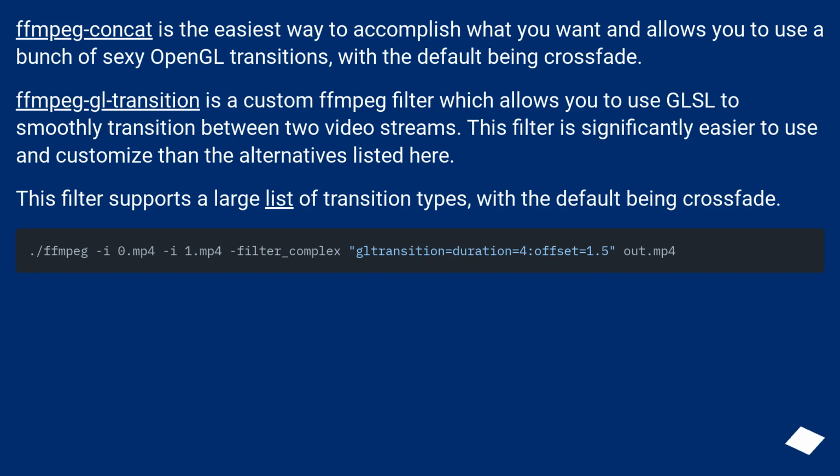ffmpeg concat is the easiest way to accomplish what you want and allows you to use a bunch of OpenGL transitions, with the default being crossfade. ffmpeg GL transition is a custom ffmpeg filter which allows you to use GLSL to smoothly transition between two video streams. This filter is significantly easier to use and customize than the alternatives listed here. This filter supports a large list of transition types, with the default being crossfade.